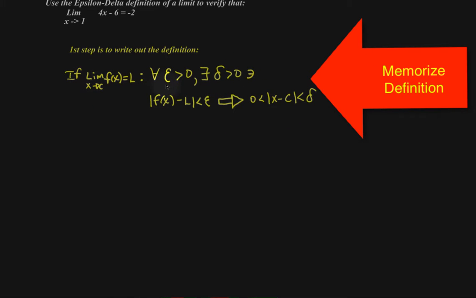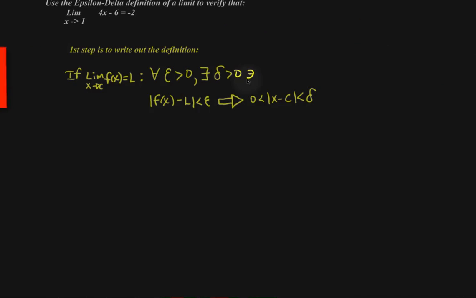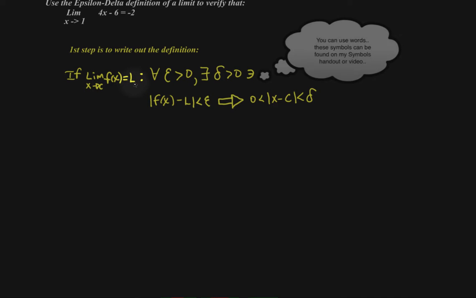state the definition. You don't have to use symbols like I did. You can look up these symbols on my symbols handout or watch the video if you want. But this is if the limit as x approaches c of some function f of x equals some limit answer L, then for every epsilon greater than 0, there exists a delta greater than 0 such that f of x minus L absolute value is less than epsilon whenever 0 is less than absolute value of x minus c is less than delta.